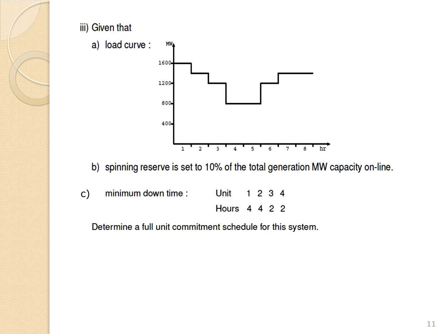The next data which is given in the question is minimum downtime of the units. So downtime has been specified for all the 4 units in hours. Means the unit number 1 is down for the 4 hours. Means it can't be brought to the on state before 4 hours if it has been shut off. So in this question now we will be determining the full unit commitment schedule for the system.